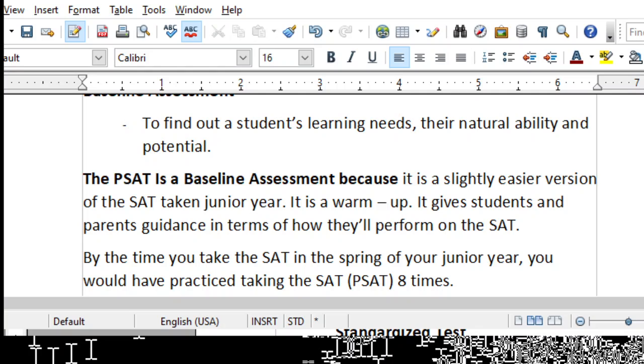By the time you take the SAT in the spring of your junior year, you would have practiced taking the SAT 8 times. So by the time you take the SAT in your junior year, you would have taken the practice test 8 times. So that means that by the time you take the SAT as an 11th grader, your scores should be way up. Because if you've taken the PSAT all 8 times that it is offered while you're in high school, you should have extremely high scores by the time you are a junior.